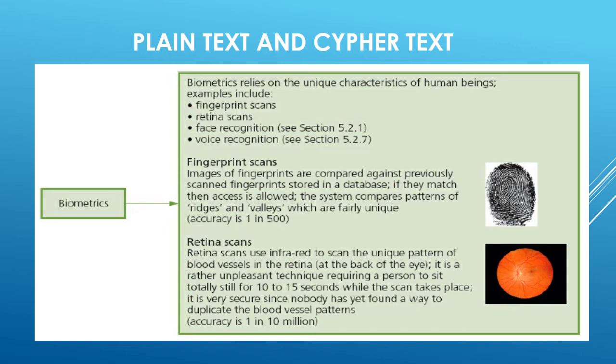Fingerprint scans. Images of fingerprints are compared against previously scanned fingerprints stored in a database. If they match, then access is allowed. Retina scan. Retina scans use infrared to scan the unique pattern of blood vessels in the retina. It is very secure since nobody has yet found a way to duplicate the blood vessel patterns.